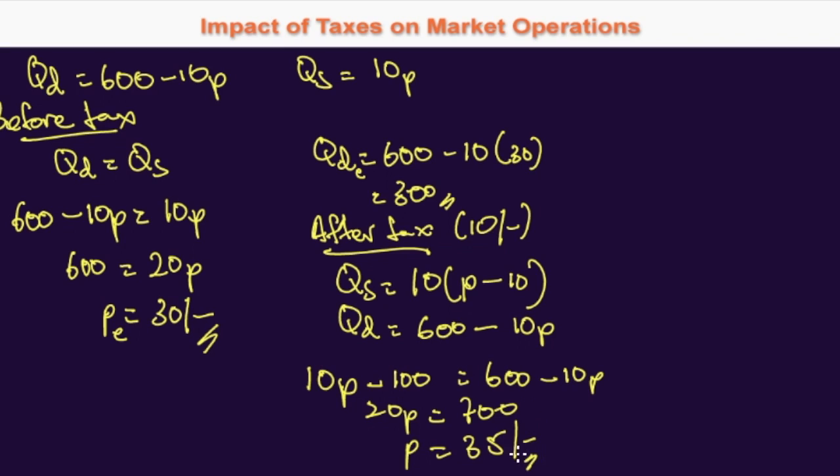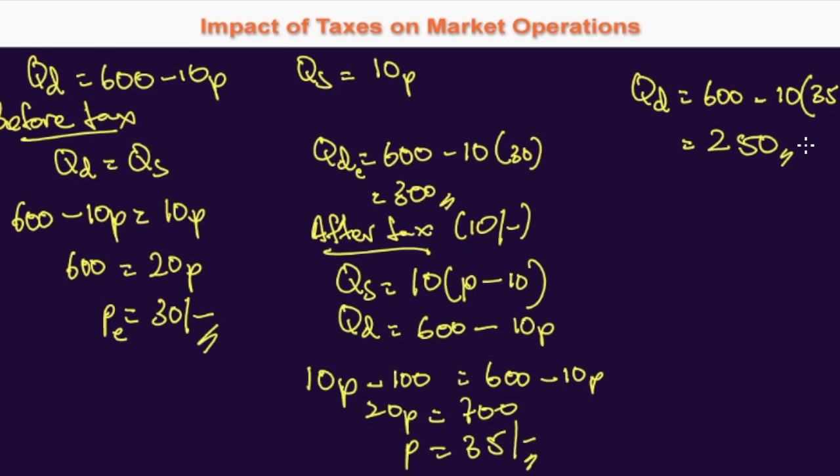As you can see, now the price has increased because of the tax imposed by the government. Now if we substitute into the quantity demand function here, quantity demanded is equal to 600 minus 10 into 35. So you'll get 600 minus 350. You would find that there would be only 250 units sold after the tax has been imposed.